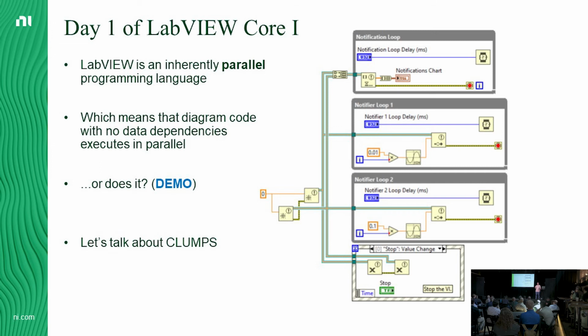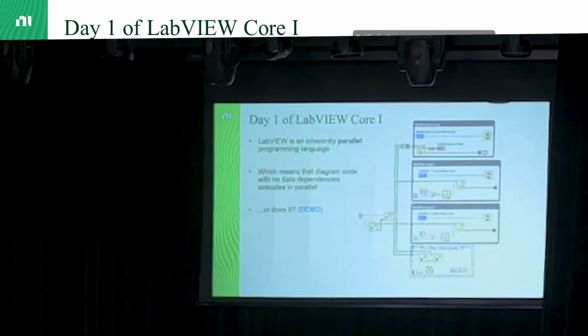If you write code like this, there's no data dependency. Once those first couple functions run, everything else can run in parallel, right? So maybe not, though. All right, so let me show you guys a demo.